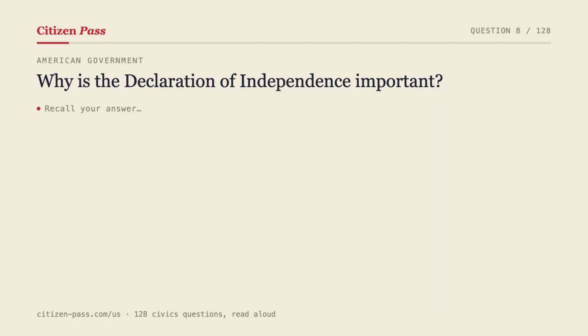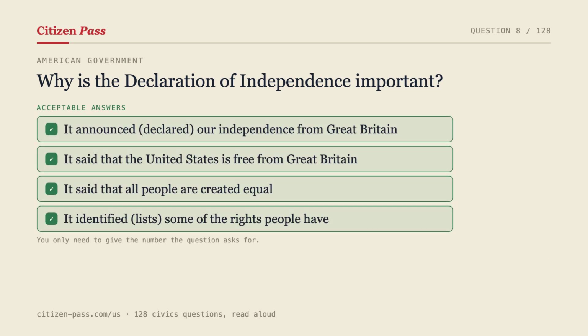Why is the Declaration of Independence important? Acceptable answers include it announced, declared, our independence from Great Britain. It said that the United States is free from Great Britain. It said that all people are created equal. Or it identified, lists, some of the rights people have.